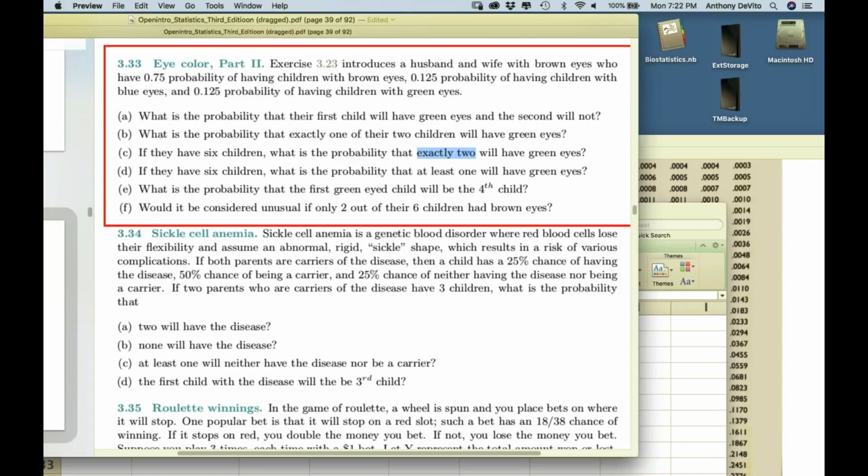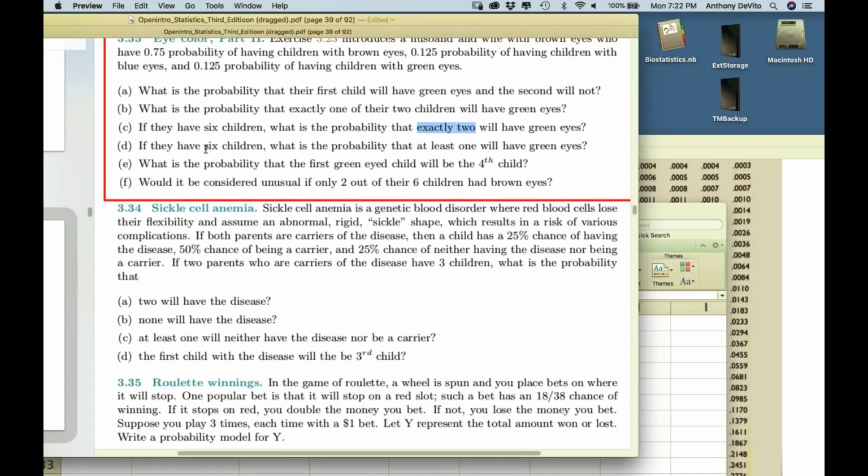Okay, so let's take a look at the next problem. If they have six children, what is the probability that at least one will have green eyes? So I'm going to wait for you guys to do that. You guys go ahead and give that one a try.